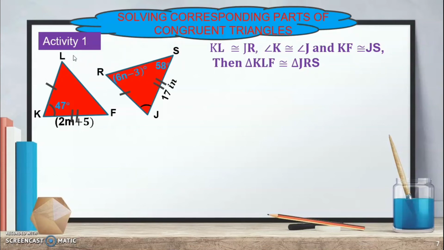So, we have congruent sides, si KL to JR, congruent to JR. Then, angle K is congruent to angle J. And side KF is congruent to side JS. So, side, angle, side by ASA congruence postulate.